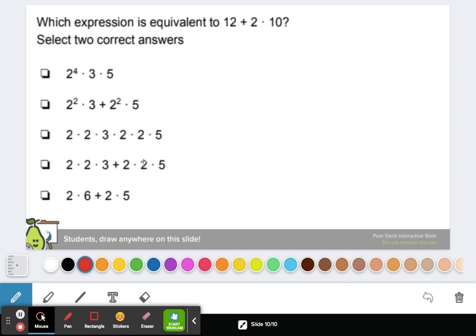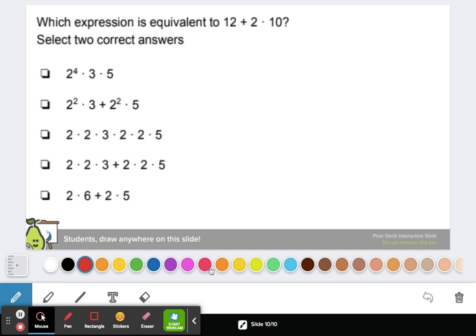Okay, so for this question, it says which expression is equivalent to 12 plus 2 times 10? Select two correct answers. So now we need to look for two correct answers. If I look at my answer choices, I can see that they want me to change them into prime factorization.